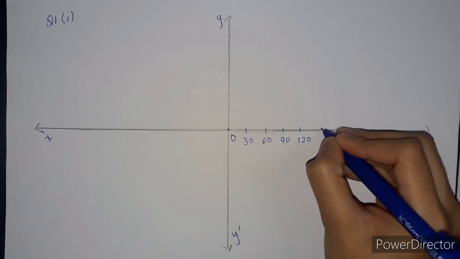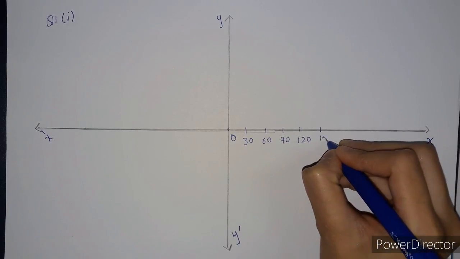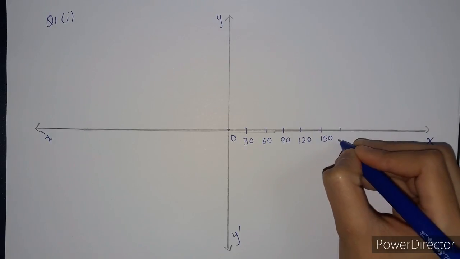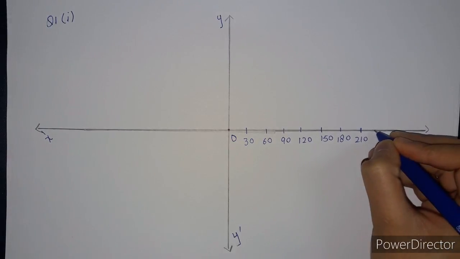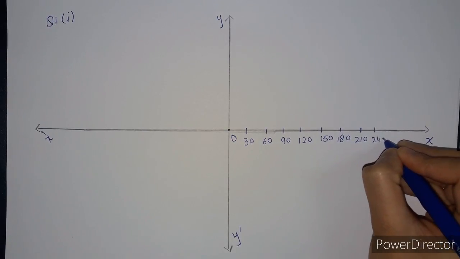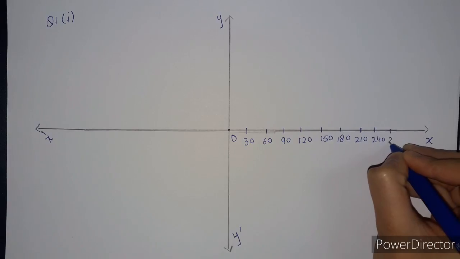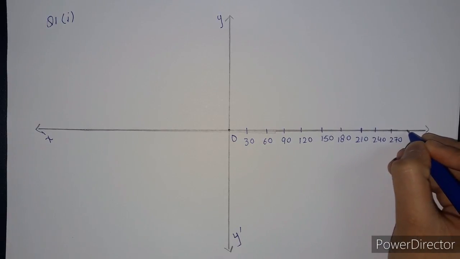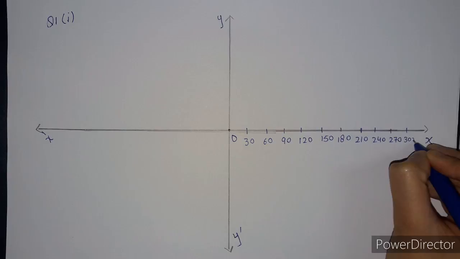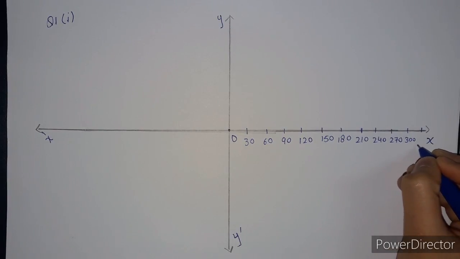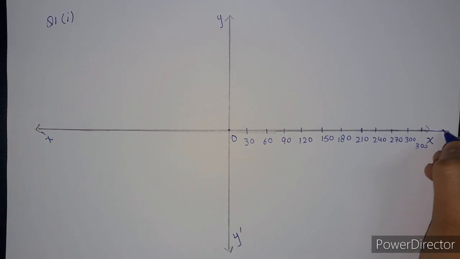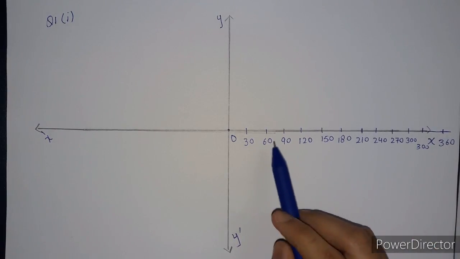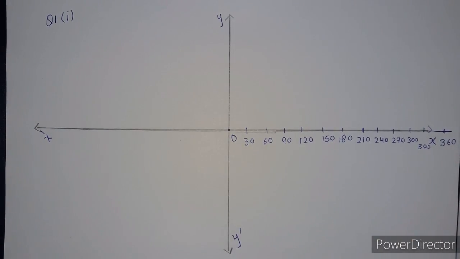120, 150, then 180, then 210, 240, 270, 300, 330, and extend it if you are having less space. Then here is 360. So this is how you will mark the values, and then you have to do one thing.